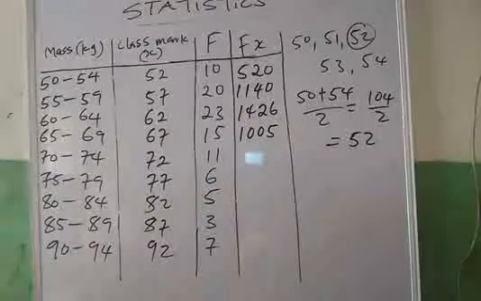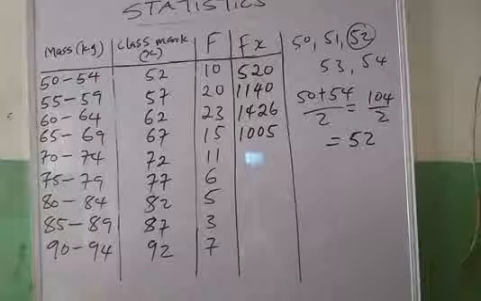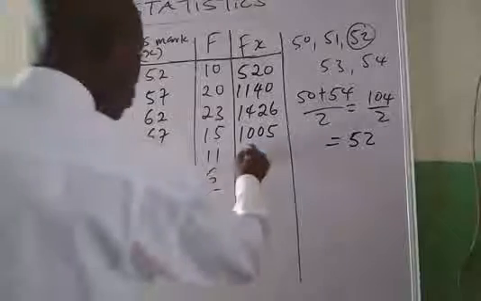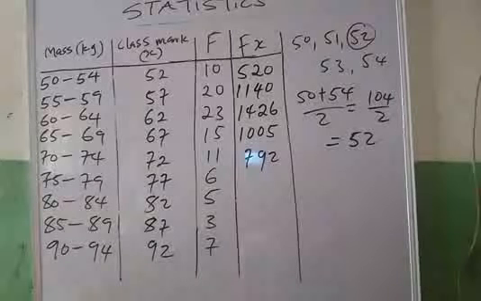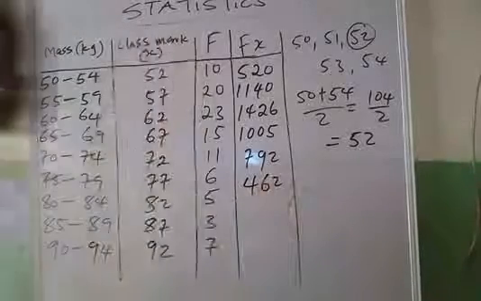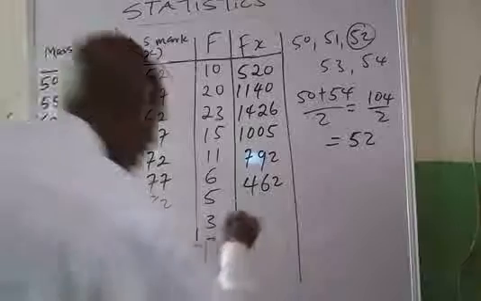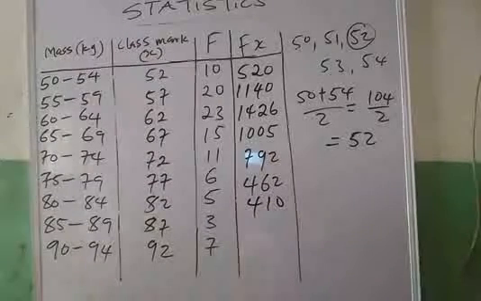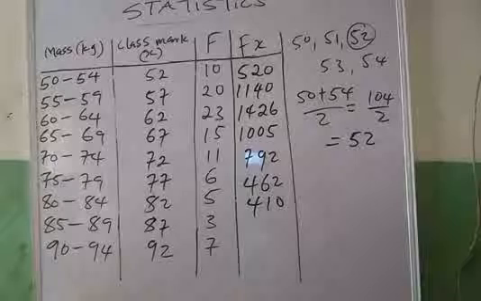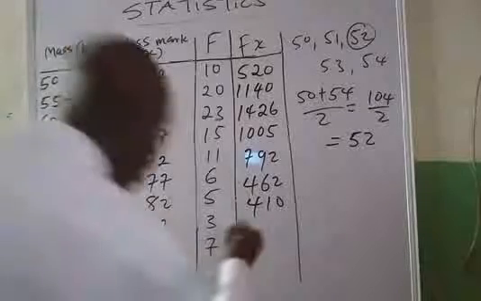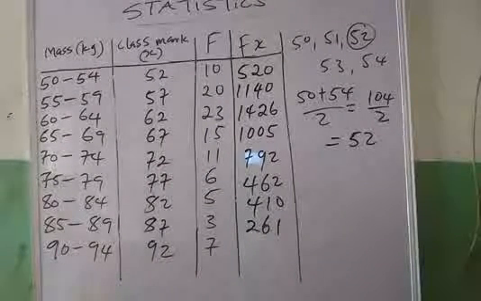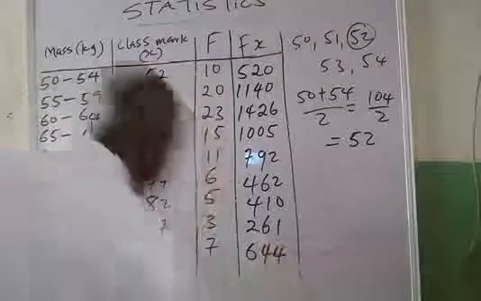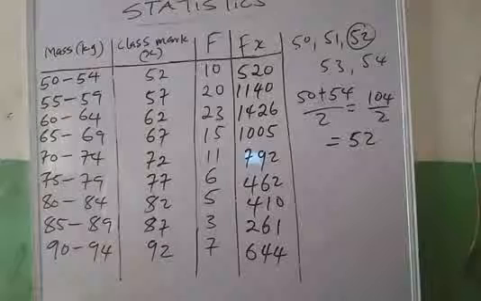Then we have 11 times 72. That will give us 792. 6 times 77 will give us 462. 5 times 82 will give us 410. Then 3 times 87 will give us 261. Then 7 times 92 will give us 644. We know that the frequency is 50.